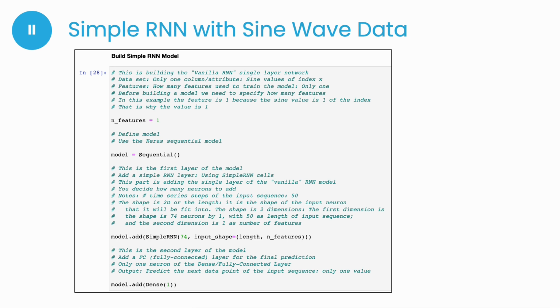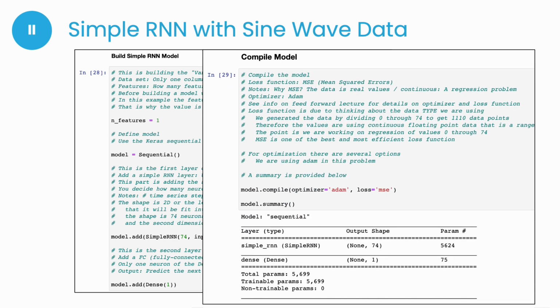Then the second layer of the model is defined as a dense, fully connected layer for the final prediction with just one neuron because the output is only predicting one value as the next point of the sequence. Compiling the model is next with the Adam optimizer and the mean squared error, or MSE, loss function. Then I displayed the model summary.